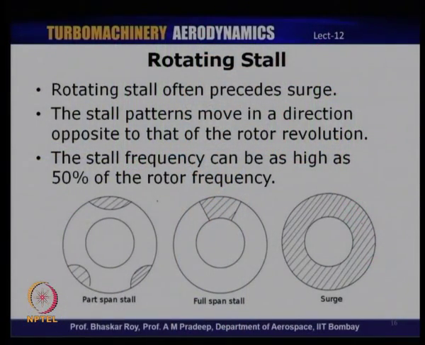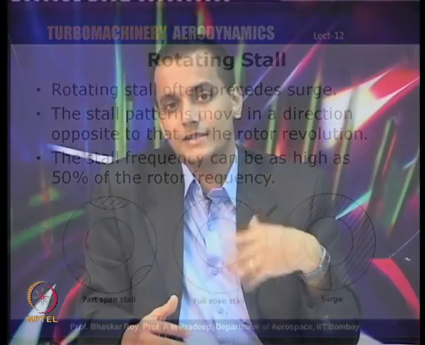Now, it has also been observed that rotating stall, if allowed to progress and continue, will lead to another instability, or an extreme instability of operation of the compressor, which is known as surge. We will discuss surge in a little detail later on. The rotating stall often precedes surge, and we have seen that the rotating stall propagates in a direction opposite to that of the rotor rotation, and you could have a rotating stall frequency as high as 50% of the rotor frequency itself. You could also have stall in different types.